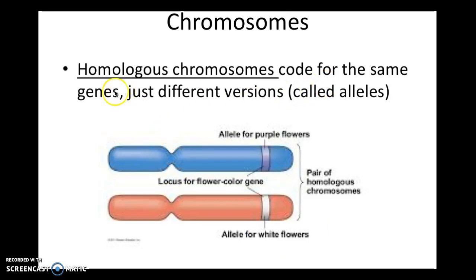So again, they code for the same genes, just different versions called alleles. I think about chromosomes as ice cream, okay? These both code for some ice cream, but this one is maybe chocolate, this one's vanilla. They're both ice cream, they're just different flavors, okay? So this could be an allele for purple flowers, this one's an allele for white flowers. They're both flower color, but they're just different.